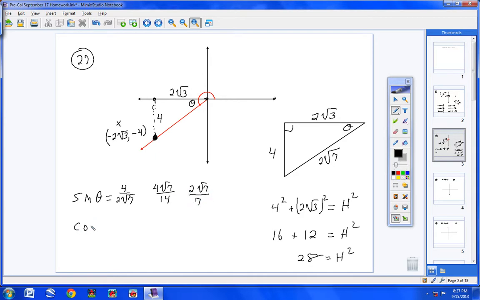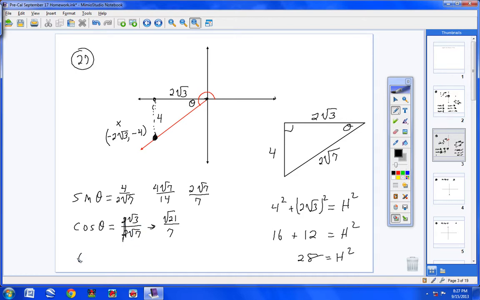Now let's take a look at cosine of theta. Cosine of theta is adjacent, which is 2 square root of 3, over hypotenuse, which is 2 square root of 7. I'm going to go ahead and reduce this first, cross off those 2's. Now multiply the top and the bottom times square root of 7, and you'll get square root of 21 over 7. Do not reduce that because one's an inside number and one's an outside number. But what I did is I multiplied the top and the bottom by the square root of 7.